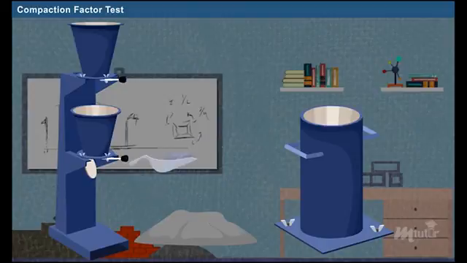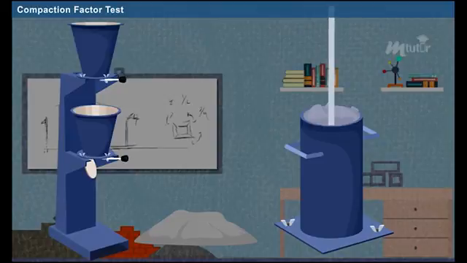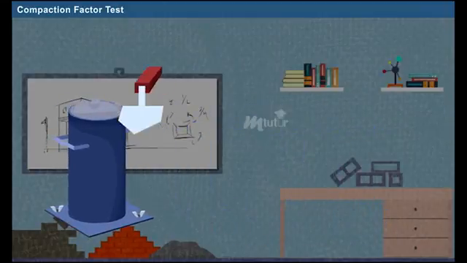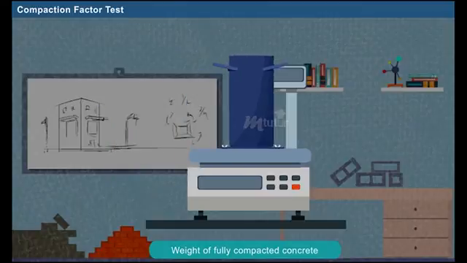Then the cylinder is emptied and the concrete sample is filled again by filling it in 3 layers. Each layer is compacted by giving 25 blows using the tamping rod. Now, the concrete inside the cylinder is fully compacted. The weight of the cylinder with fully compacted concrete is taken as W3 kilograms.